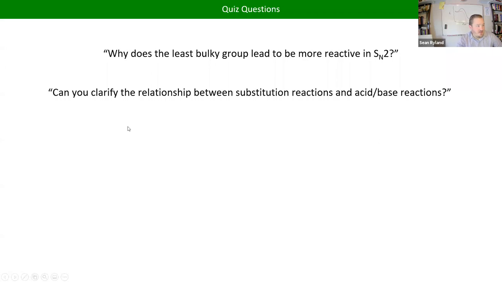Relevant questions as to the quiz stuff. Why does the least bulky group lead to being more reactive in SN2? Remember, in SN2, your nucleophile has to be able to get in there and have access to the active carbon. And big groups around the active carbon, and the active carbon is the carbon with the halide on it, whatever's being replaced in the substitution, the bigger groups around that just physically obstruct that active carbon. So your nucleophile can't get in there as well. Right? Especially the larger your nucleophile gets, the more that matters, right? Because you have to physically have more space to get to that active carbon.